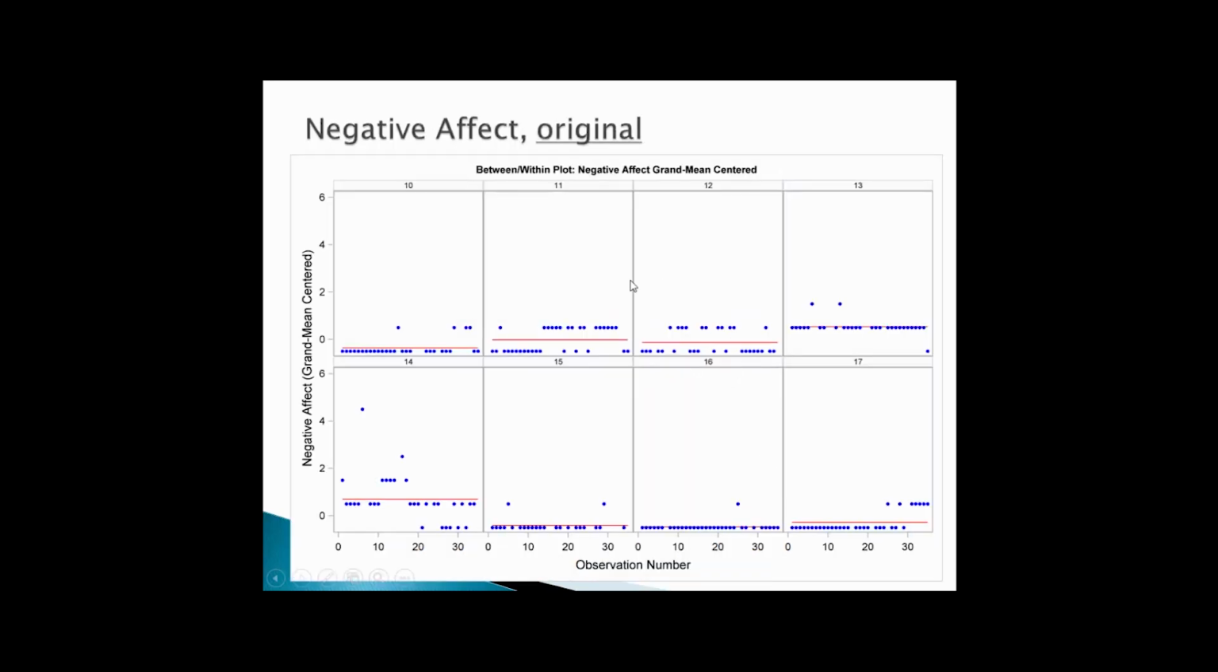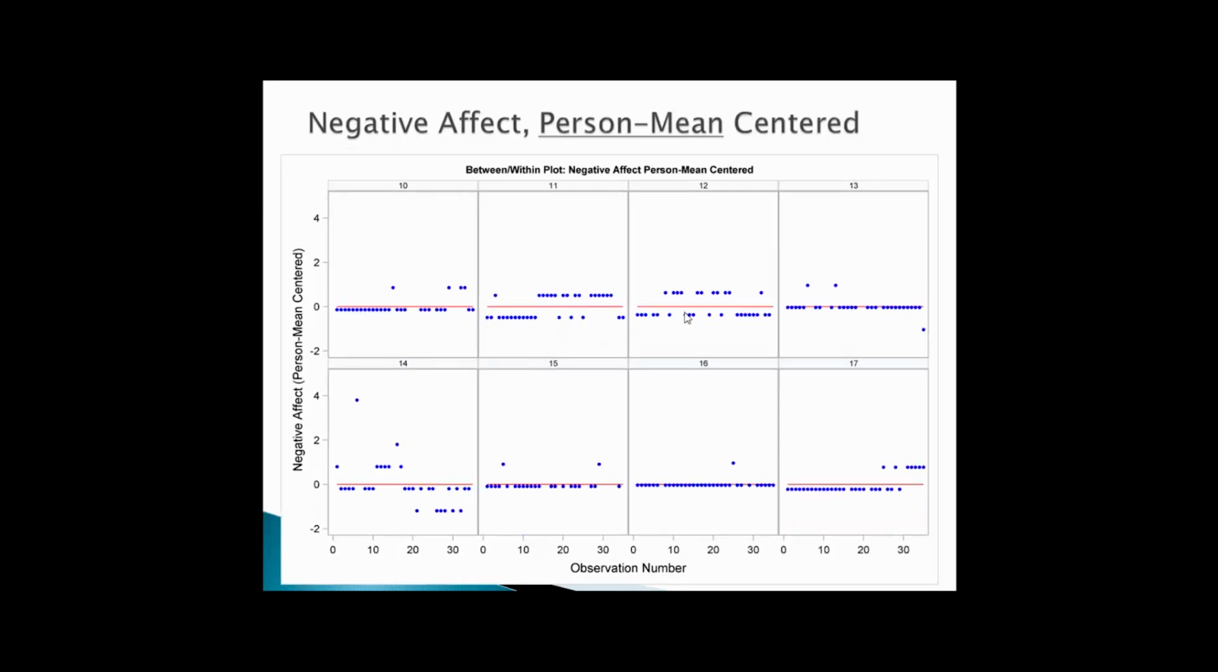So if we take a look at our original variable, this is our original negative affect variable, you can see that the mean lines differ, right? So some people have higher mean levels than others. But after we subtract each person's mean from the data, you can see that it sets that mean to 0 for everybody. So the only variability we now have left over in the person mean centered variable is the variability of each observation around that person's mean. Okay, so this variable can only predict within person differences in the outcome.